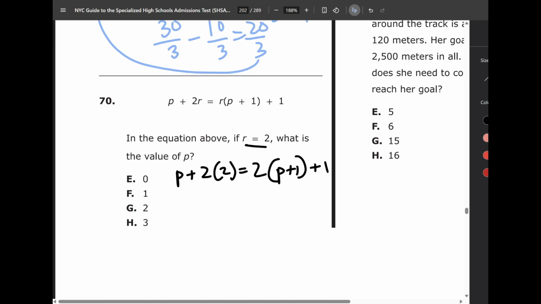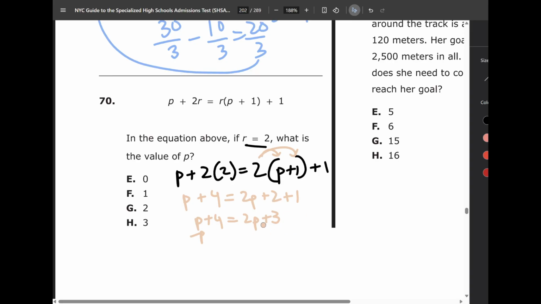So it should be a bit easier to solve. Let's do it. So p plus 4 is equal to 2p, using the distributive property right here, plus 2 plus 1. Let me simplify this even further: 2p plus 3. Now we're going to solve for the value of p. That basically means we're going to isolate p onto one side of the equation and have everything else on the other side. I'm going to choose the right side to have just p in it.